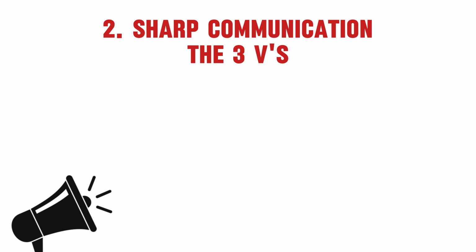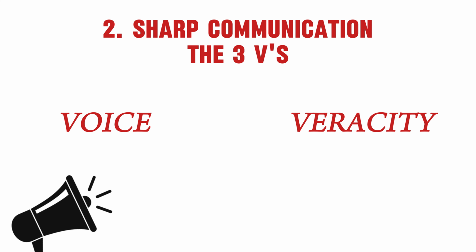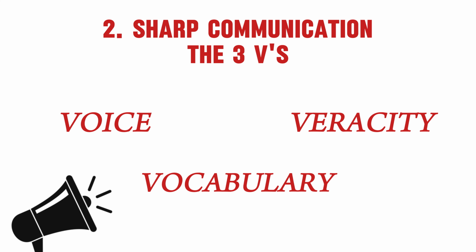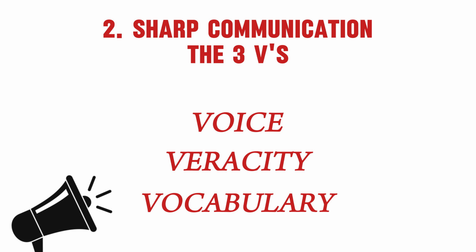Remember the 3 V's. No matter how brilliant your logic is, if you can't communicate it effectively, the interviewer won't understand it. Focus on these 3 V's. Voice. Speak clearly at a steady pace and avoid mumbling or rushing. Veracity. Be honest about your assumptions. When you're making an educated guess, state it confidently. Honest confidence beats false precision every time. Vocabulary. Use simple, precise language. Rather than saying a very big number, say approximately 1 million. Clear communication transforms your thought process into something that appears sharp and professional.